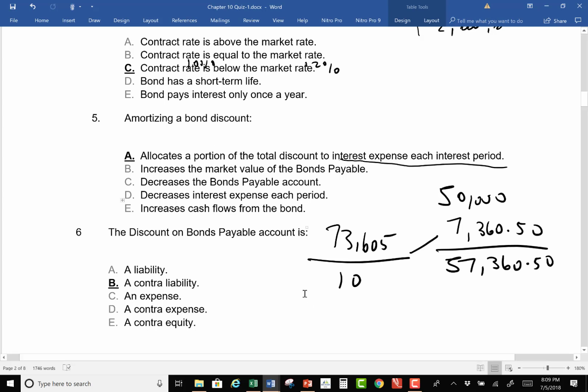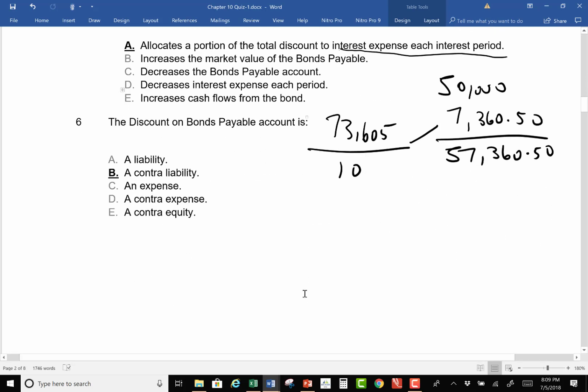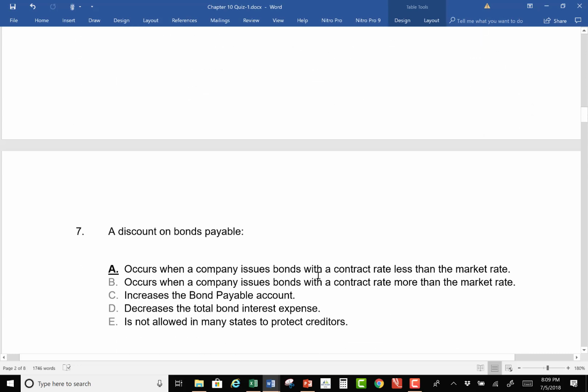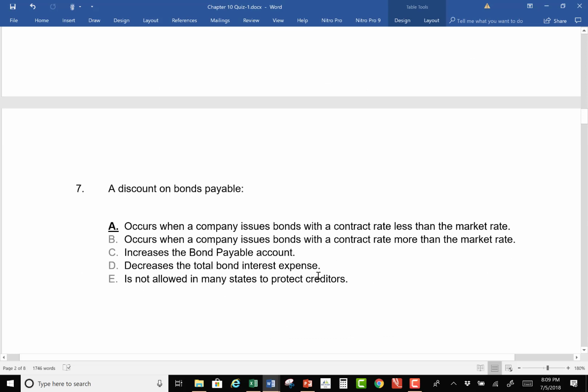The discount on bond payable is a contra liability. Contra means against. A discount on bond payable occurs when the company issues bonds with a contract rate of interest of, say, 10% that is less than the market rate of interest of, say, 12%.